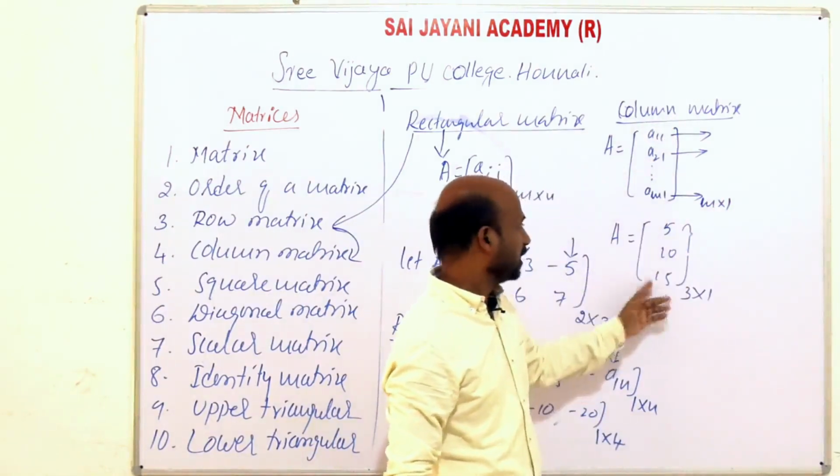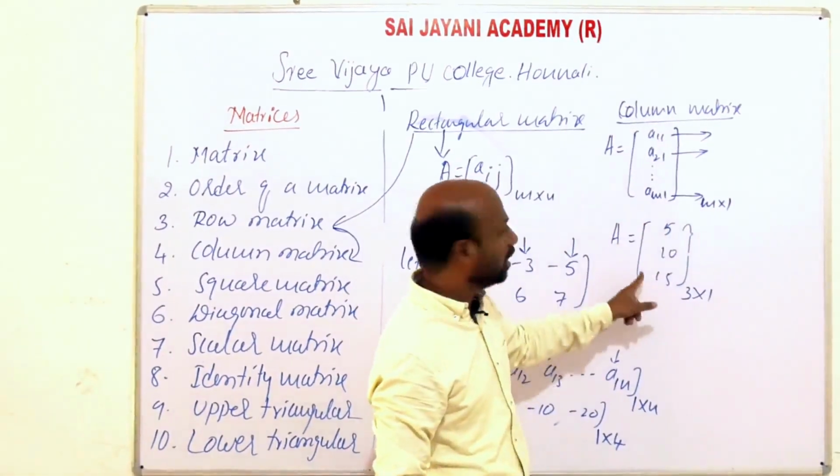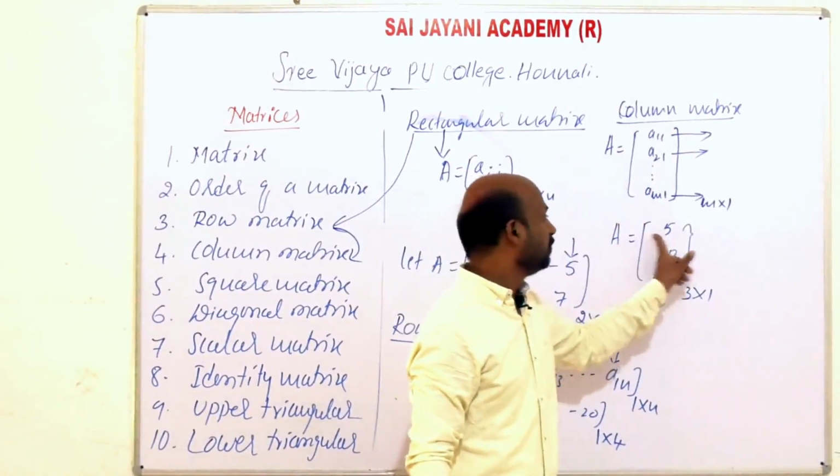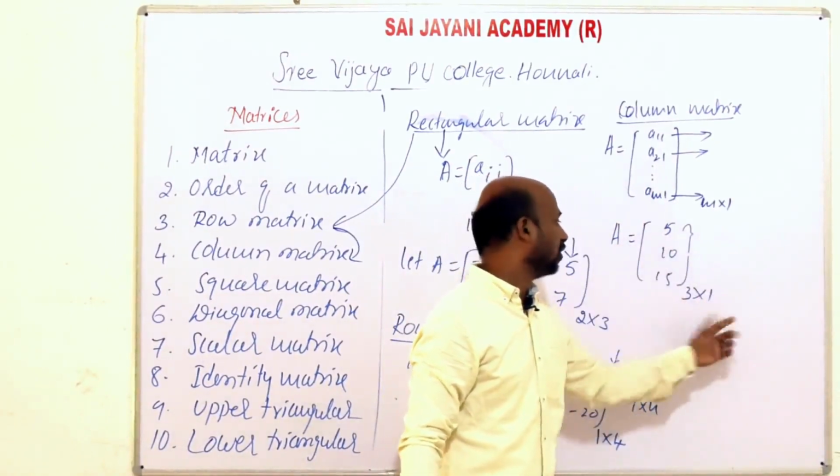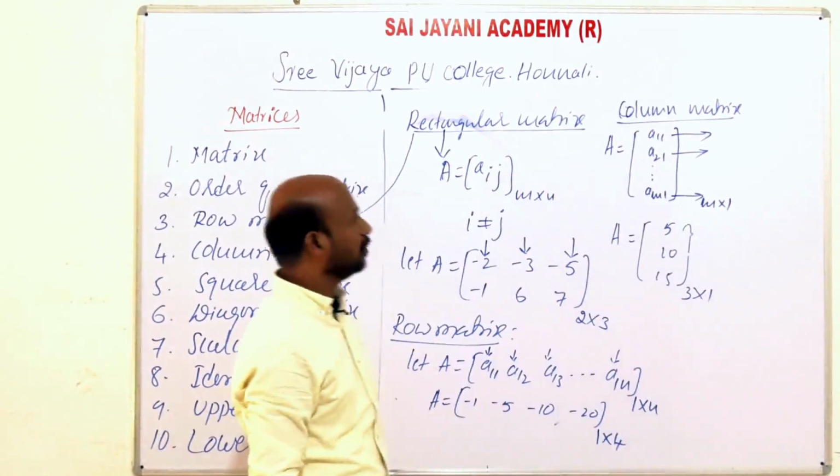So this is the particular case. See here, only one column, but it has 3 rows. First row, second row, third row. So its order is 3 by 1.